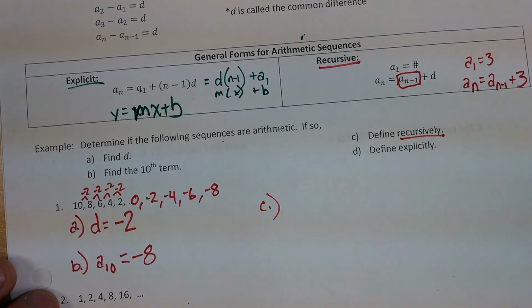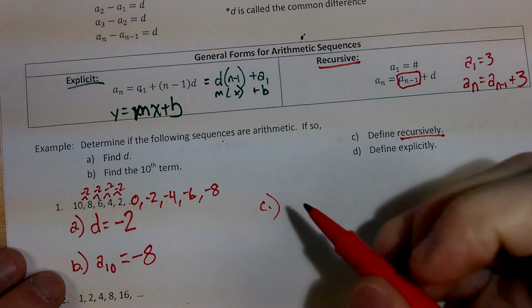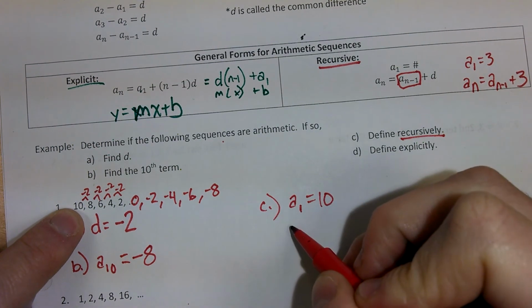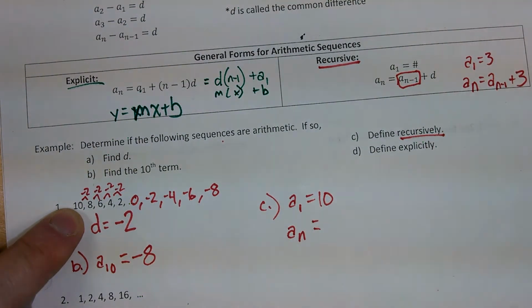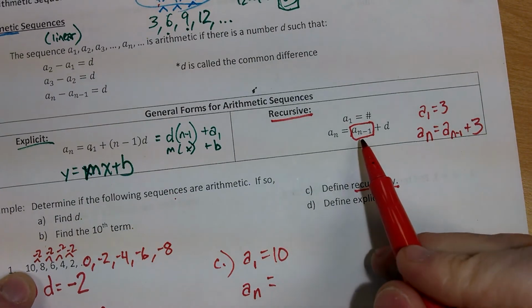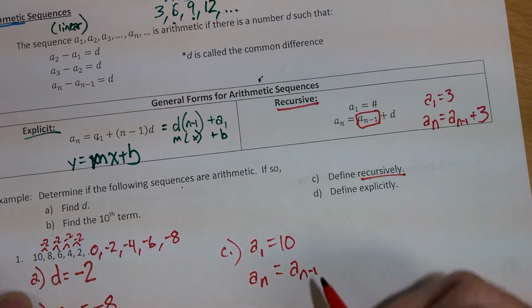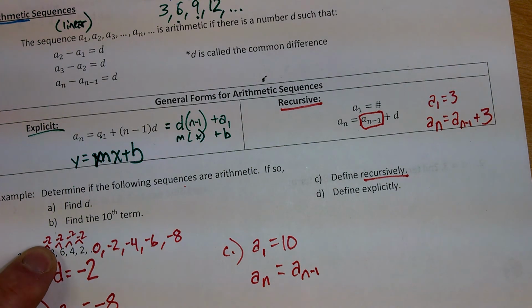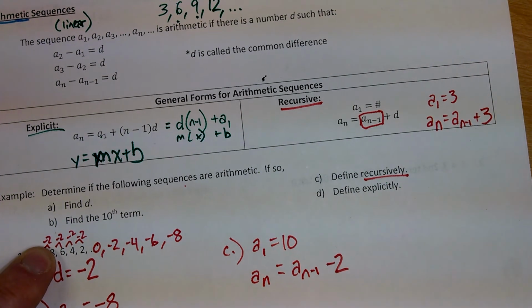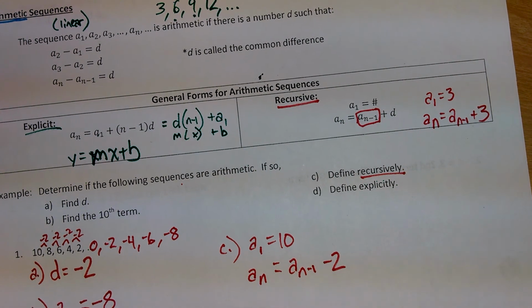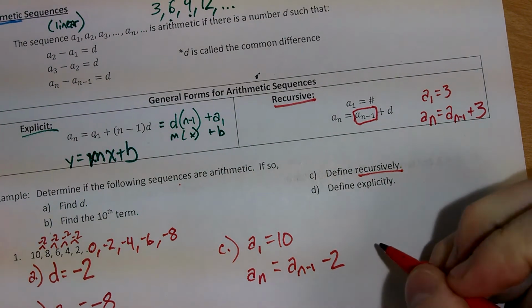Okay, if we want to define it recursively, then we have to have our initial value, which we're given as 10. And since we know it's arithmetic, then we can follow this rule. So our previous term plus whatever our common difference is, since we're subtracting, we can just write minus 2. We get our next term by subtracting 2 from the previous.